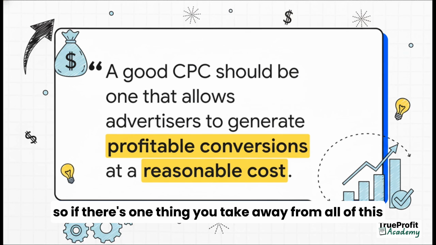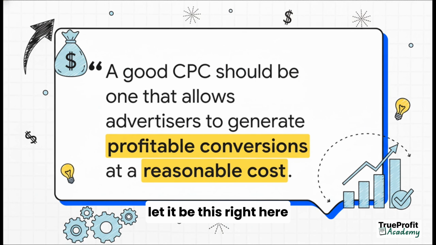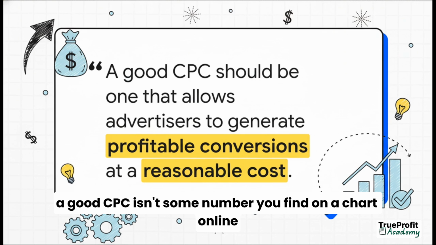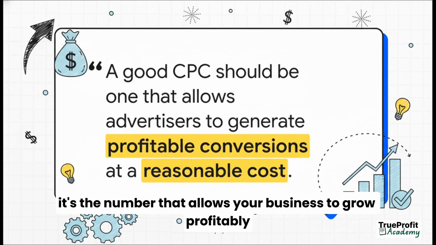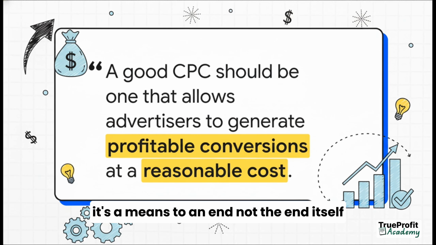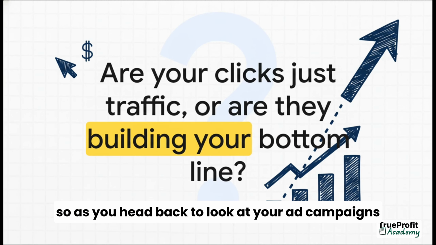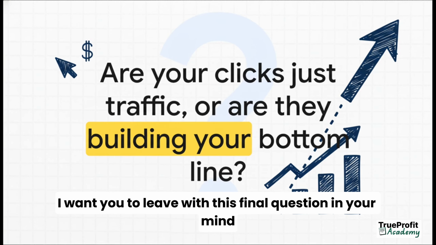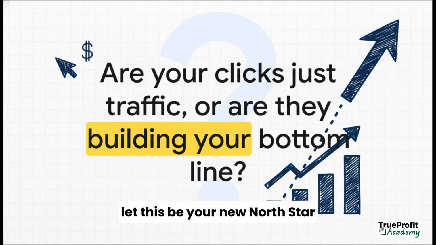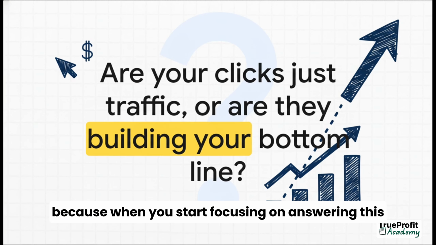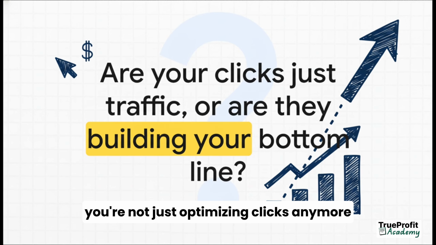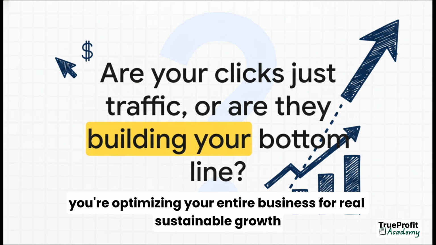So, if there's one thing you take away from all of this, let it be this right here. A good CPC isn't some number you find on a chart online. It's the number that allows your business to grow profitably. It's a means to an end, not the end itself. So as you head back to look at your ad campaigns, I want you to leave with this final question in your mind. Let this be your new North Star. Because when you start focusing on answering this, you're not just optimizing clicks anymore. You're optimizing your entire business for real, sustainable growth.